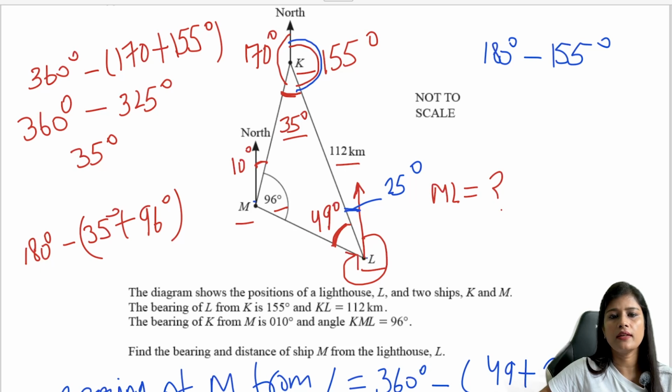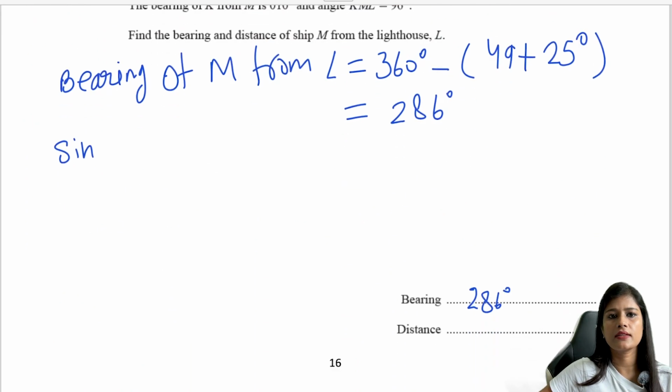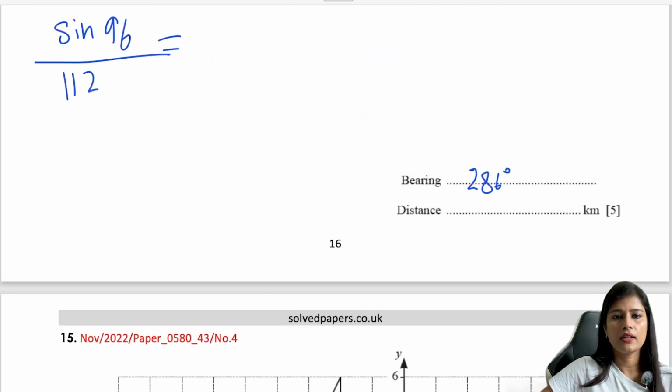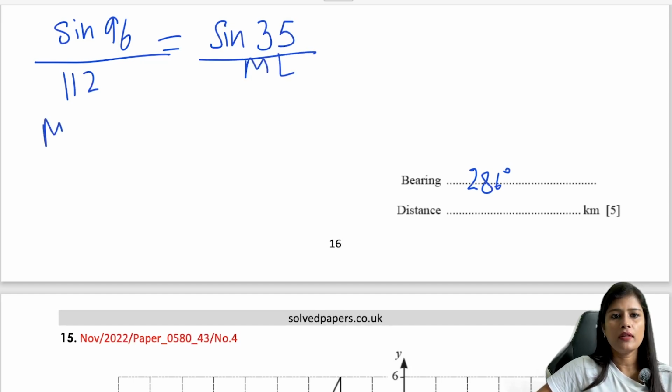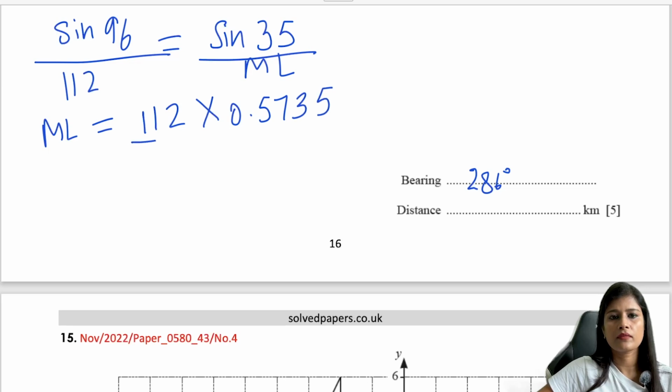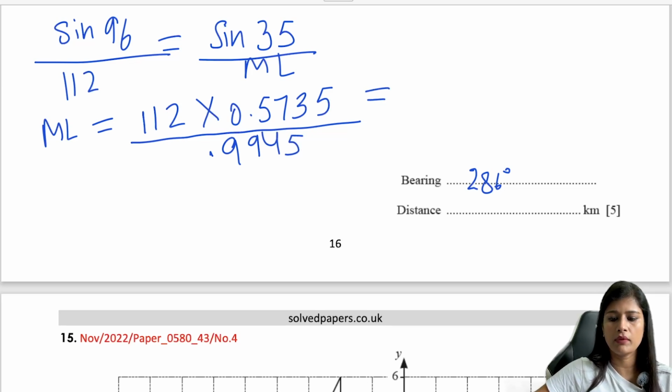So I know this angle and this angle and this side, and this angle and this side, I can easily use sine rule. So I can write down sine 96 divided by 112 and sine 35 divided by ML. So ML will be 112 times sine 35, which is 0.5735, and sine 96, which is 0.9945. So after I simplify this, I will get ML as 64.58 kilometer.